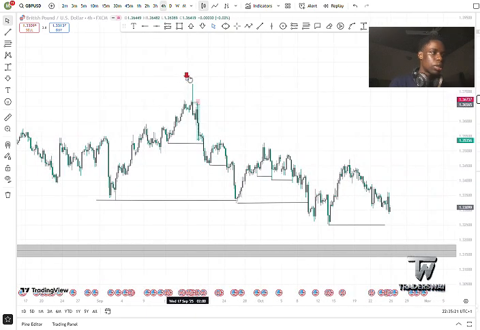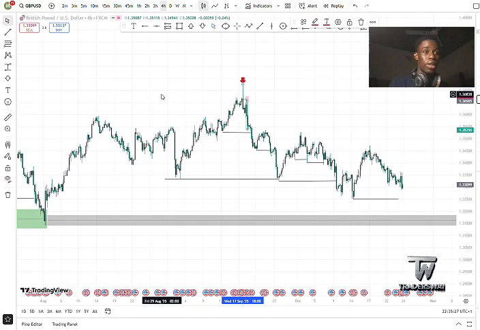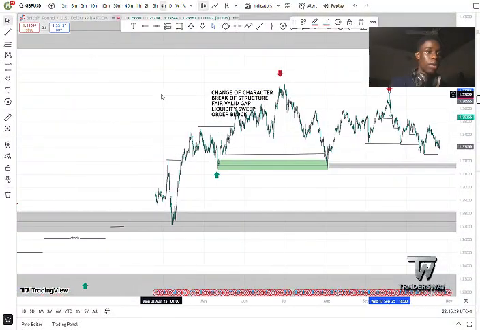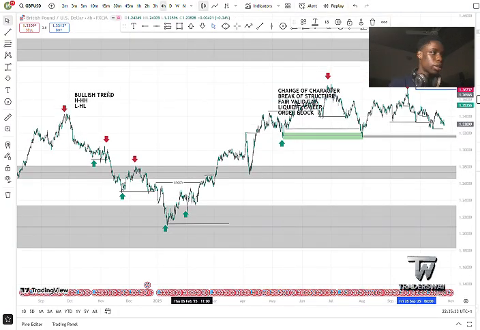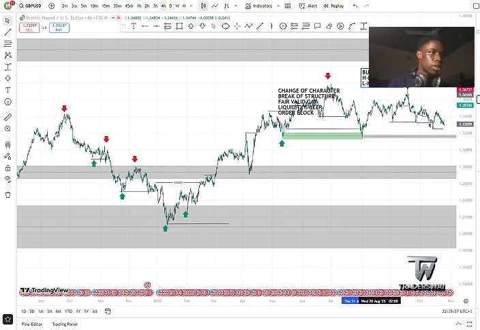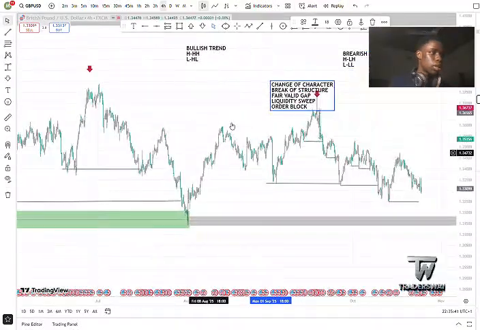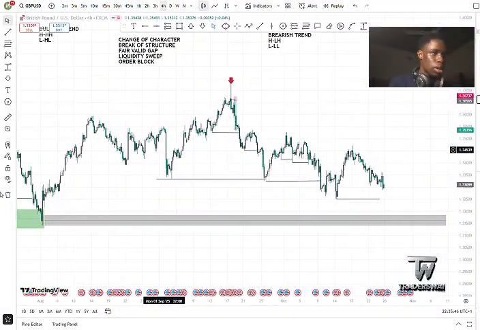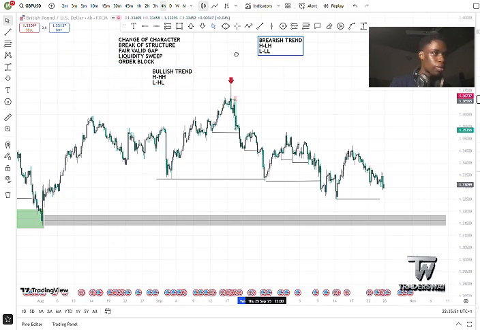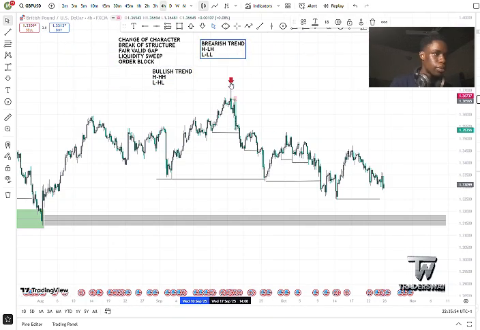Because this was the high that was created. Let me carry this thing up here so that you guys will see it very well, because we are still using these things. So this was the high that was created on a bearish movement. What do we say?